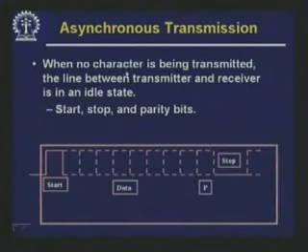When no character is being transmitted, the line between transmitter and receiver is in idle state. So, there must be some start and some stop. This is the start of a sequence of characters, so data are going, and then we may add some parity bits. We will later see what parity bits are, and then the transmission stops. So, there is a start, parity and stop bits.